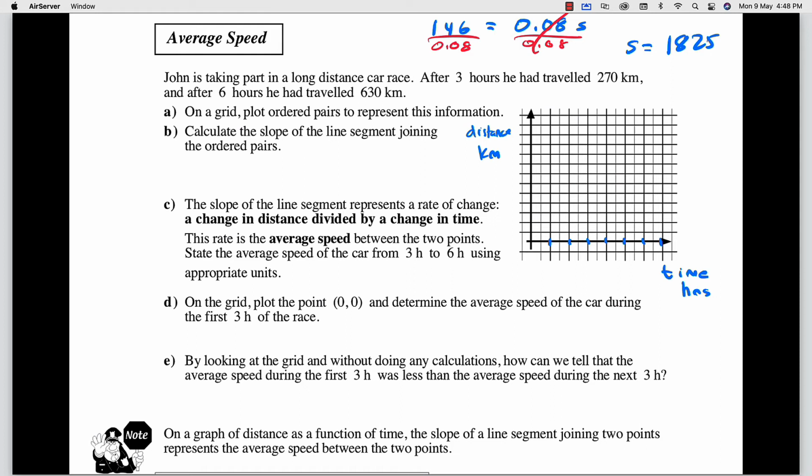So again, along here, every 2 lines is going to be 1 hour. So 0, 1, 2, starting off at 0, going 1, 2, 3, 4, 5. And every 2 lines going up is going to be 100 kilometers. So starting at 0, 100, 200, 300, 400, 500 right there.